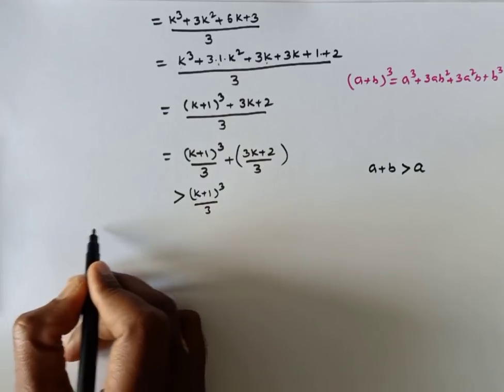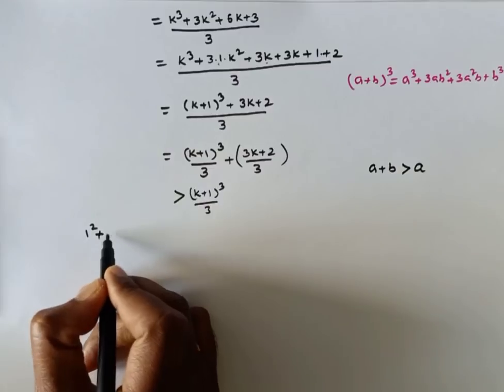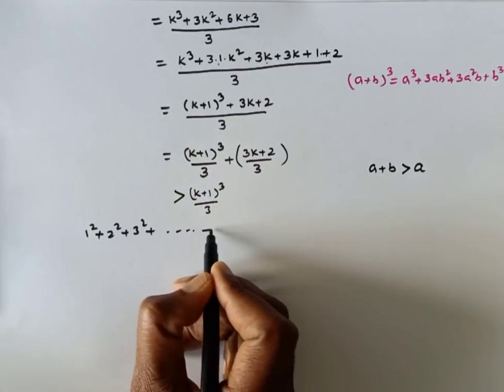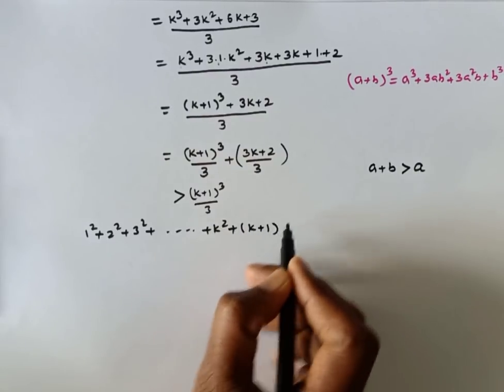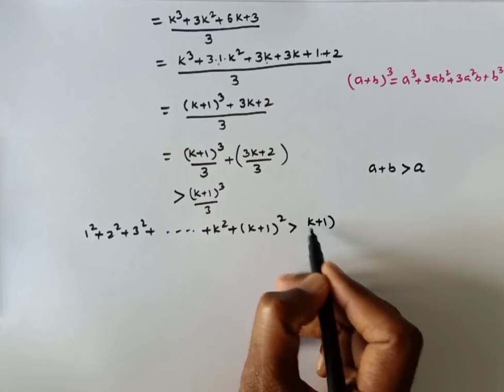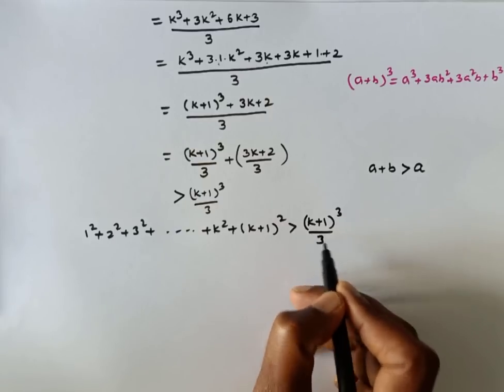So here what we got, what is the left hand side part: 1 square plus 2 square plus 3 square and so on, plus k square plus (k plus 1) whole square. This is greater than (k plus 1) whole cube by 3.